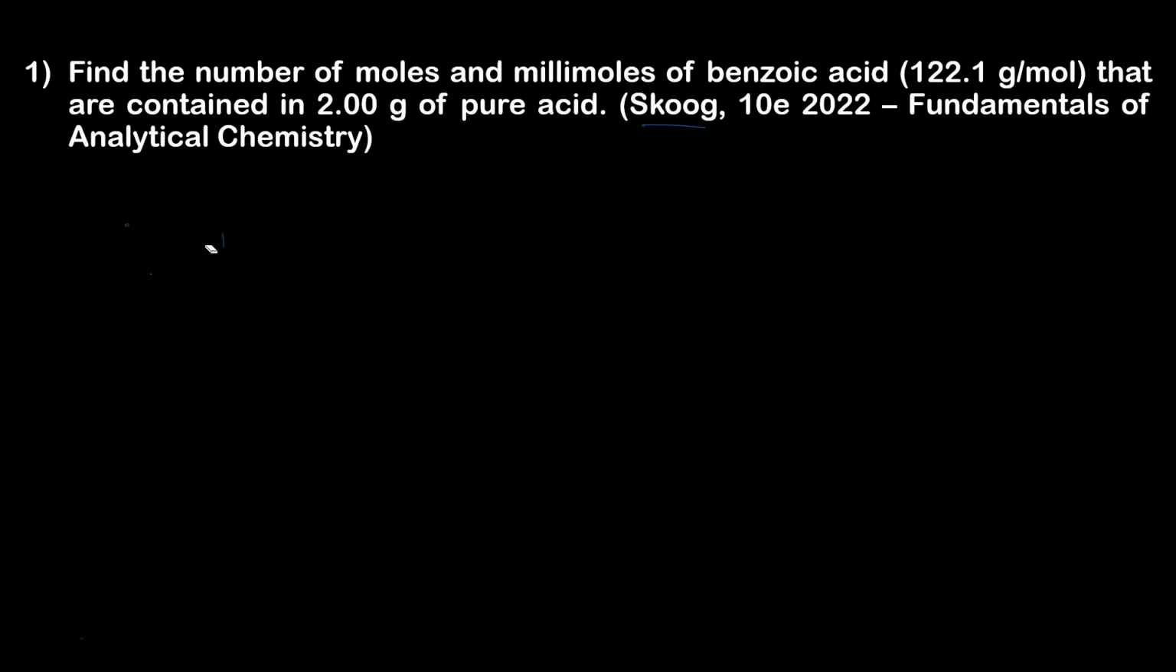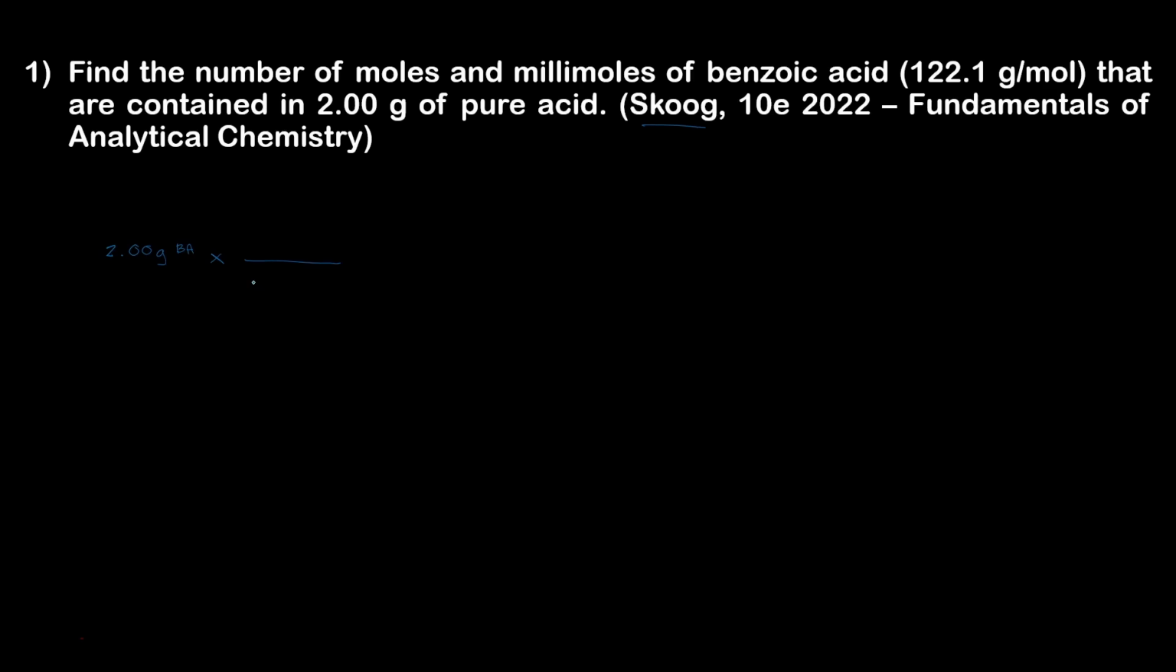Okay. To solve this, we start from the given mass. So we have 2 grams of pure acid, meaning we have 2 grams of benzoic acid. The BA stands for benzoic acid. And to get its mole, we can use its molar mass. The molar mass is 122.1 grams per mole. Since we want to cancel the grams, we put the grams below.